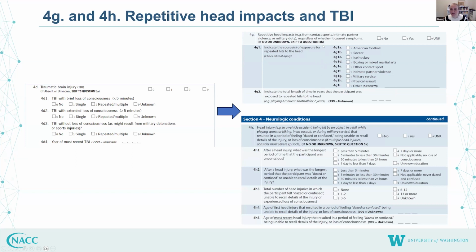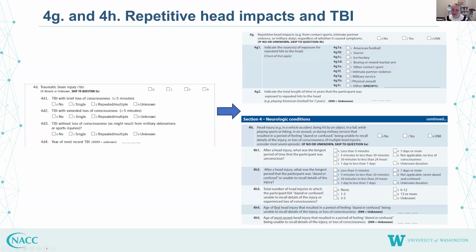So the first question is about whether the participant has a history of repetitive head impacts, e.g. from contact sports, intimate partner violence, or military duty, regardless of whether it caused symptoms. And the choices are no, yes, or unknown. And then the source and the total length of time that the participant was exposed to repeated hits to the head. And this is getting at recent research which identifies that individuals may not need severe head trauma or even symptomatic or clinical concussions to increase their risk of CTE.